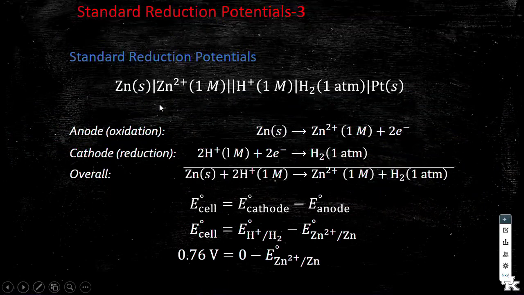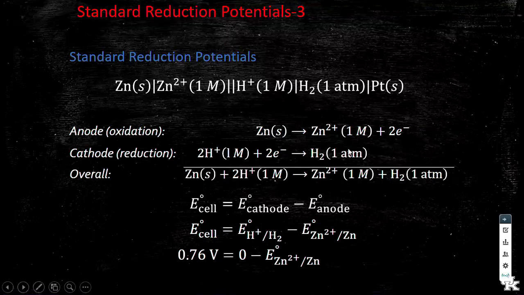All right? So here it is. This is what you got to look at. First of all, notation. Zinc, solid, that's the anode with the zinc 2 positive solution. There's the concentration. There's the salt bridge. There's the hydrogen ion. The hydrogen ion is being reduced to hydrogen, and there's my cathode. This is the reaction that's happening at the anode. That's oxidation.